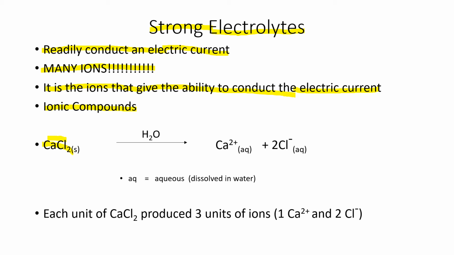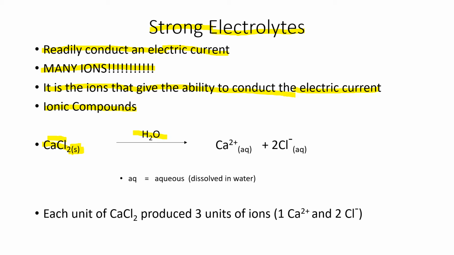Also notice something we haven't seen a lot of before: in equations we sometimes talk about the state of matter that each thing is in. Little s means that we're dealing with a solid. So when you place calcium chloride in water, we recognize calcium chloride is an ionic compound. Metal, non-metal, ionic compound. When we put calcium chloride into water, it dissolves.